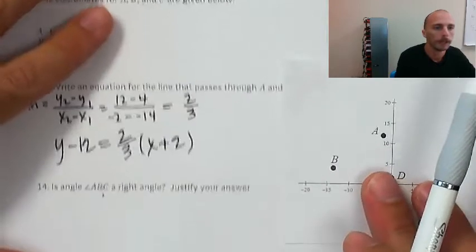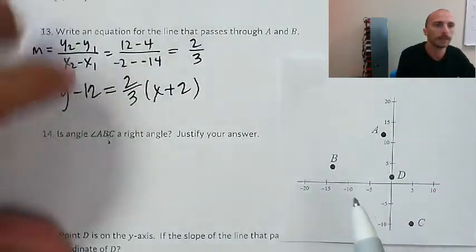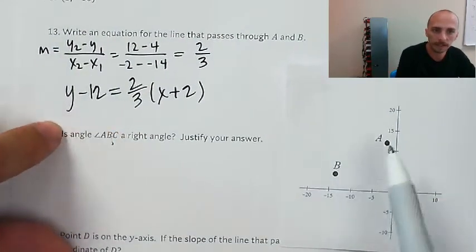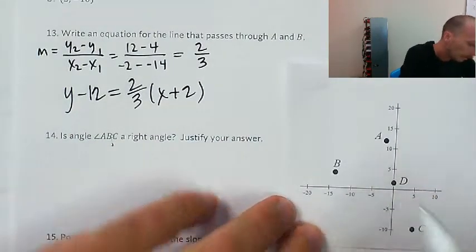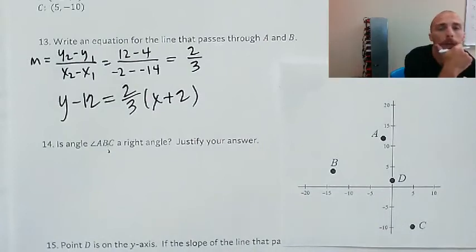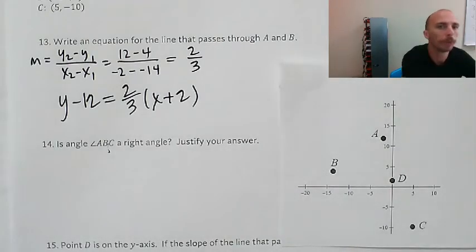Let's move on. Okay, now they're going to ask, is angle ABC, right there, this angle here, a right angle? We'll justify our answer. Justify your answer means we can't just look at it and be like, yep, looks like it's 90 degrees, yes, move on. Okay, we need actual evidence. We would know it was a 90-degree angle if line BC was perpendicular to line AB.